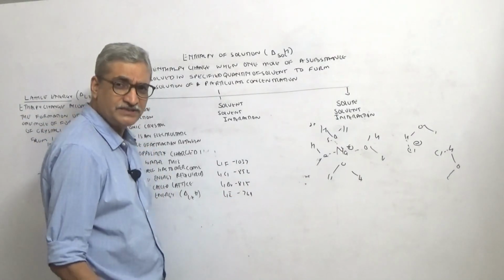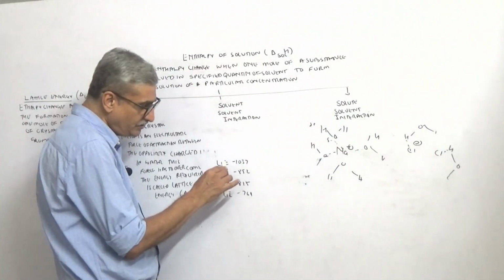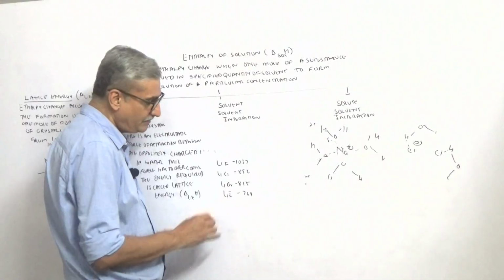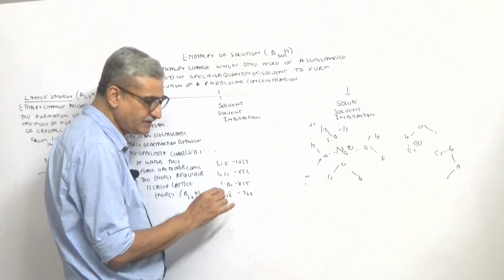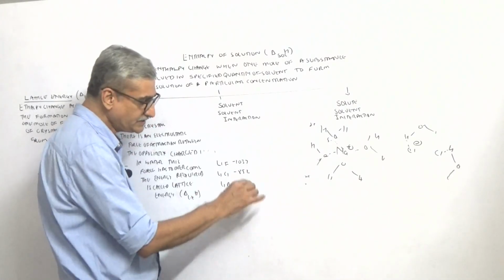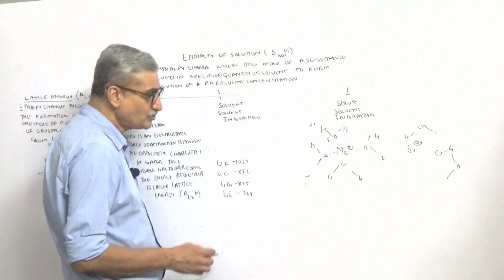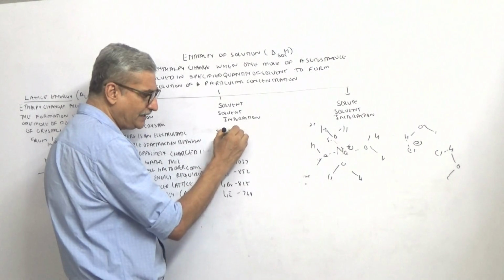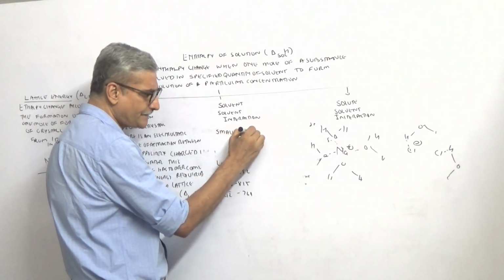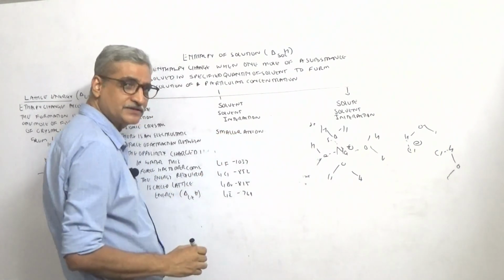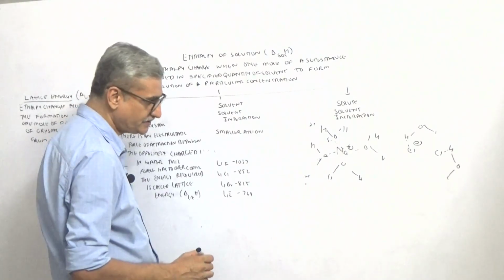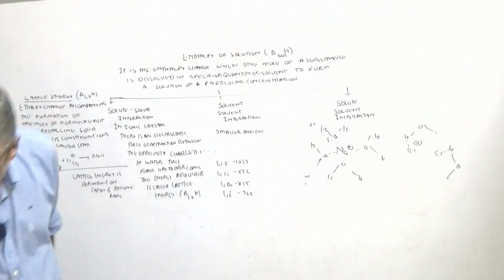So what can you see over here? You can see that the cationic size is remaining the same, but the anionic size is increasing, so lattice energy is decreasing. So what can we say? Smaller anion will be having a larger lattice energy. Then let us go to the next step.